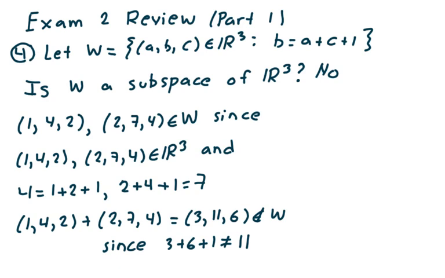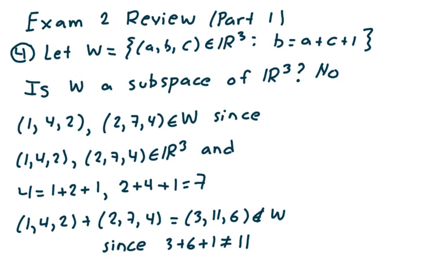So the vector (1, 4, 2) and the vector (2, 7, 4) belong to W, since both belong to R3, and 4, the second component, equals 1 plus 2 plus 1, and then 7 equals 2 plus 4 plus 1. But here's the problem. Add up those two vectors. So I'm going to take vector (1, 4, 2) and add it to vector (2, 7, 4). This is equal to the vector (3, 11, 6).